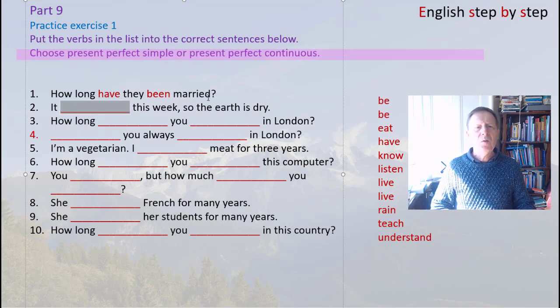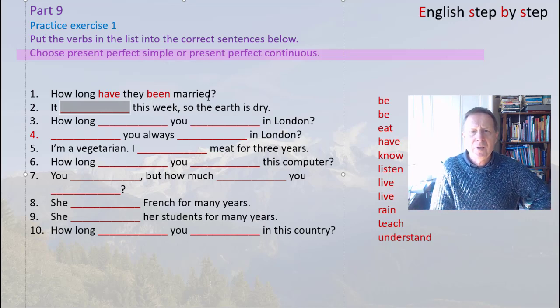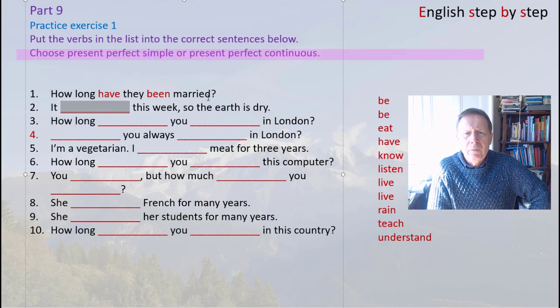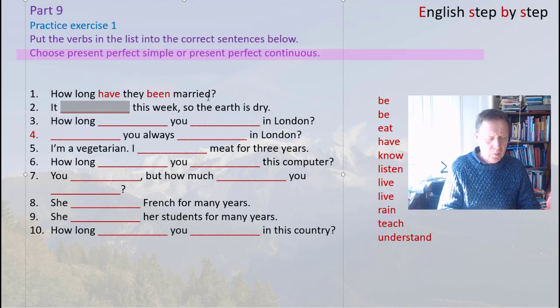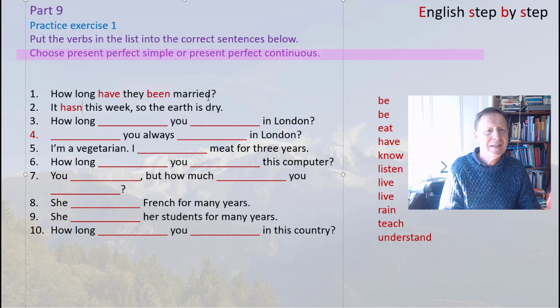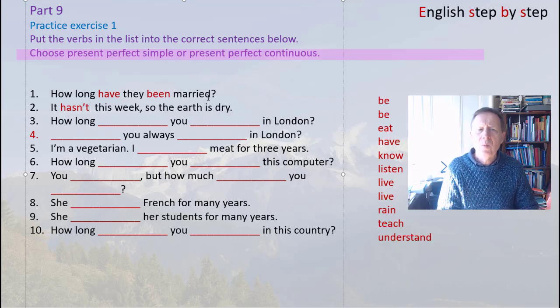Now, the next one is a sentence with two parts. So the earth is dry. Now, if you talk about dry earth, then you're talking about rain. And you can see from the sentence that the first part must be negative. So we need to use hasn't, and then we need to decide, is it hasn't rained or hasn't been raining?